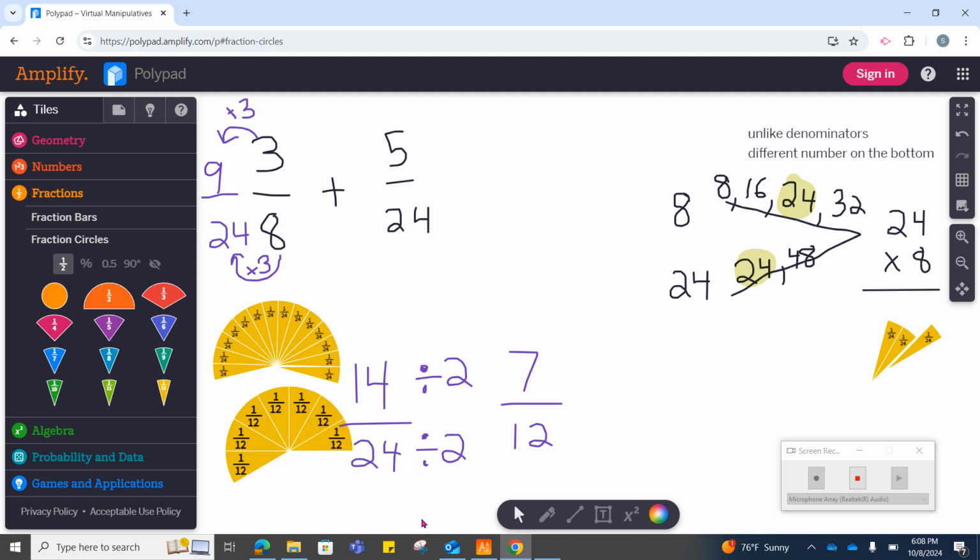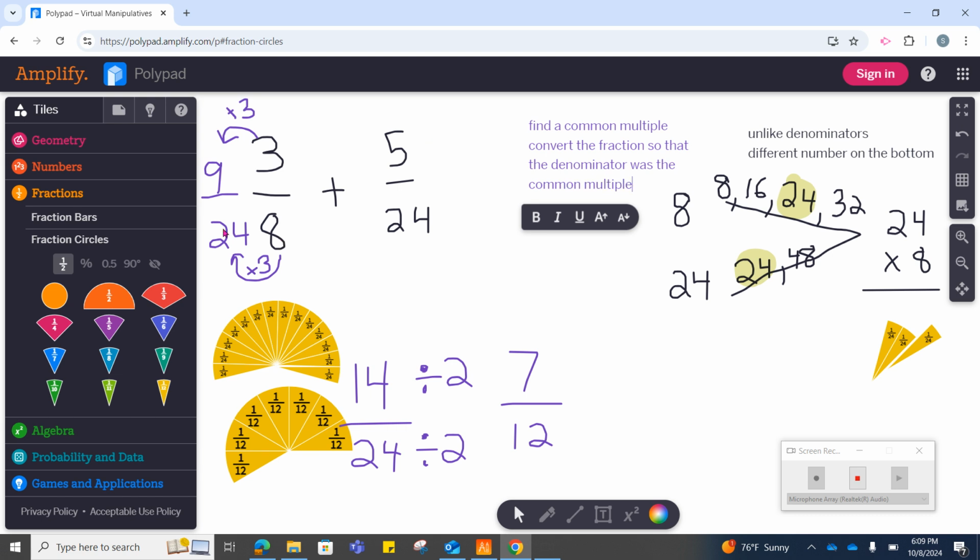Once again, to do this, let's refresh our memories on what we had to do so we can do it. We had to find a common multiple. In this case, we found 24. We had to convert the fraction so that the denominator was the common multiple. So in this case, 3/8, we had to make it a fraction equivalent to 24ths.